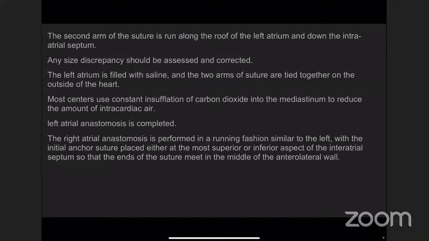Then we go to the right atrial anastomosis in running fashion, similar to the left atrial, with the initial anchor suture placed either at the most superior or inferior aspect of the interatrial septum, so that the ends of the suture will meet each other in the middle of the anterolateral wall.